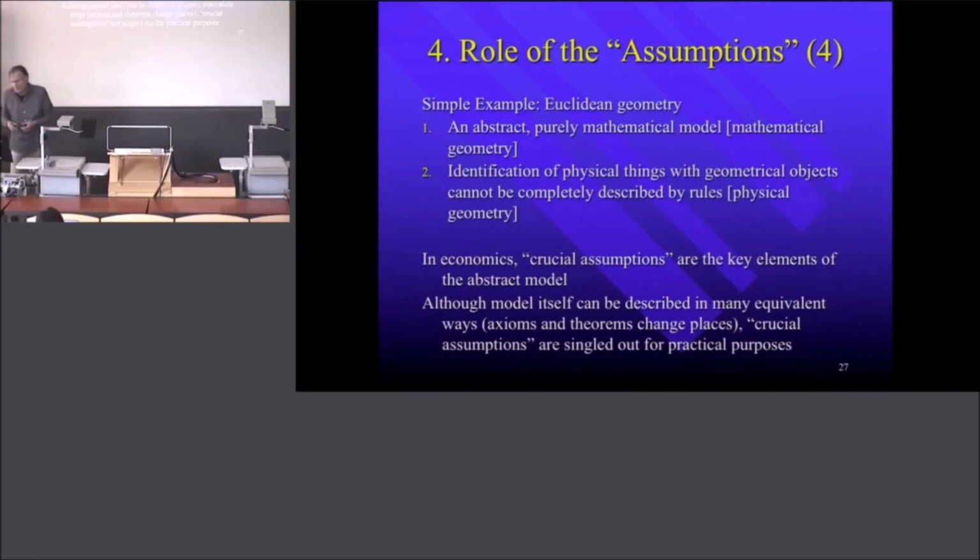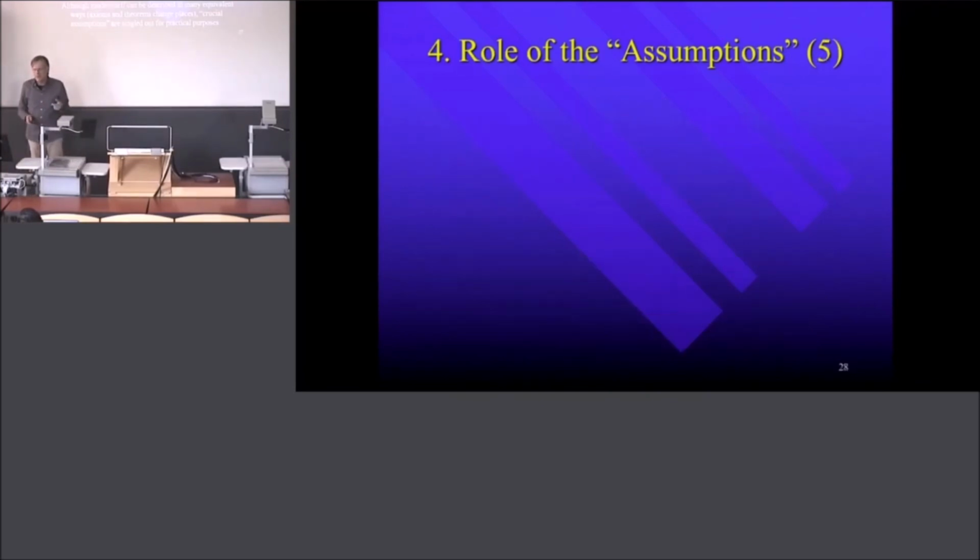Although a model can itself be described in many equivalent ways because axioms and theorems can change place, crucial assumptions are singled out for practical purposes. So what he's saying is that what economists call crucial assumptions is not something that's set in stone, because if you look at the theory, you have a few axioms and consequences. As you know from mathematics, if you have certain theorems, then you can sometimes replace theorems by axioms if they are equivalent, right? So it's not a unique description of that abstract model. And therefore, what is a crucial assumption cannot be read off the set of axioms or the set of theorems. It comes from the applications: you can say the crucial assumptions are those which do play a very important role for practical purposes. That's the idea. All right.